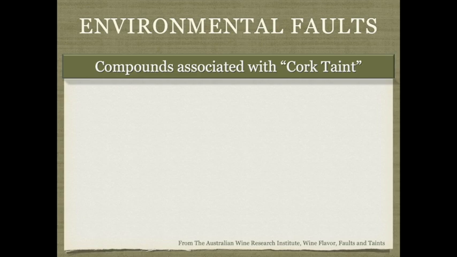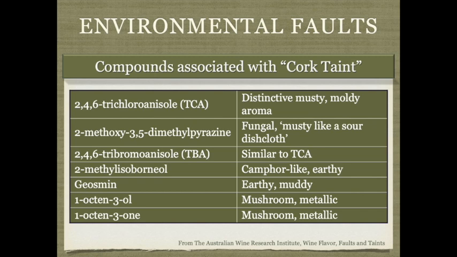There's other compounds that are associated with 2,4,6-trichloroanisole. These all have musty or earthy aromas. Some of them are muddy, like geosmin, and some are, quote, musty like a sour dishcloth. Yuck. These are all compounds that can be found in combination with cork taint, and they're obviously all to be avoided. So try to avoid bleach anywhere near where you make mead.